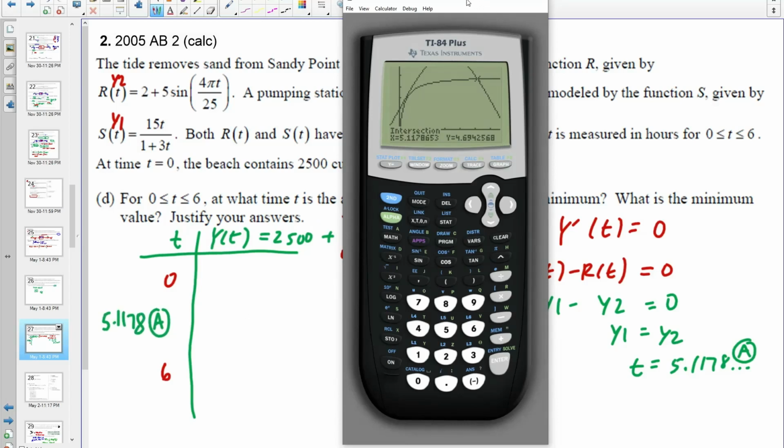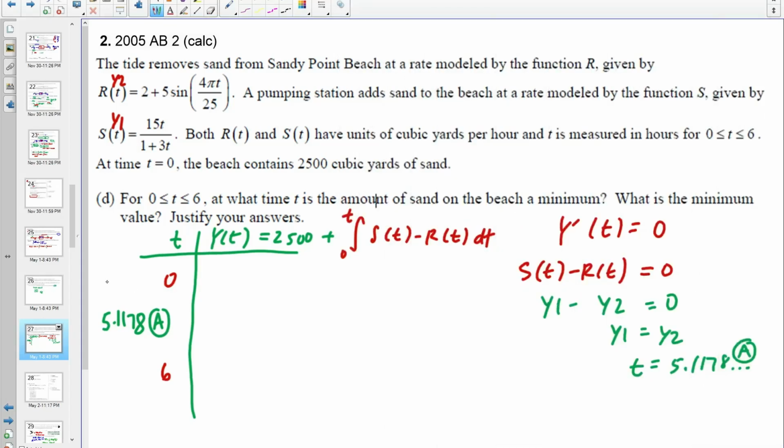All right, so then what I do is I find all the y values on the right side. So if time is 0, I can see that this would be 2500 plus the integral from 0 to 0 of s of t minus r of t. But if these limits are the same, what's the value of this integral? It'll be 0, right? So all that tells me is when time is 0, that the amount of sand is 2500. And we already knew that, right? When time is 0, the amount of sand is 2500. So that feels good that it matches our information. So then I need to know what's the amount of sand when time is 5.1178.